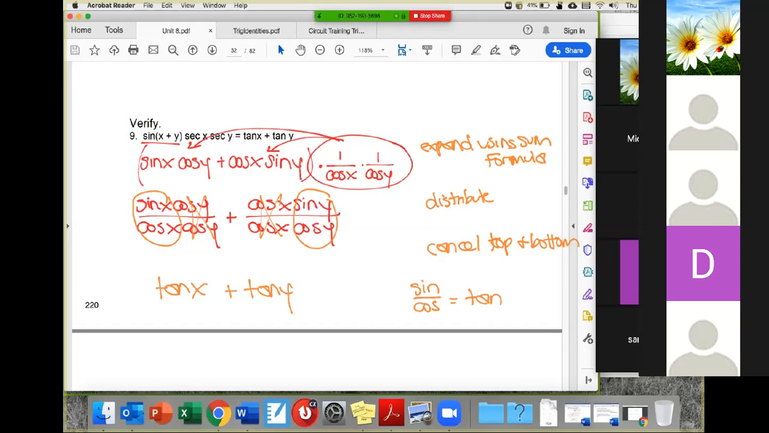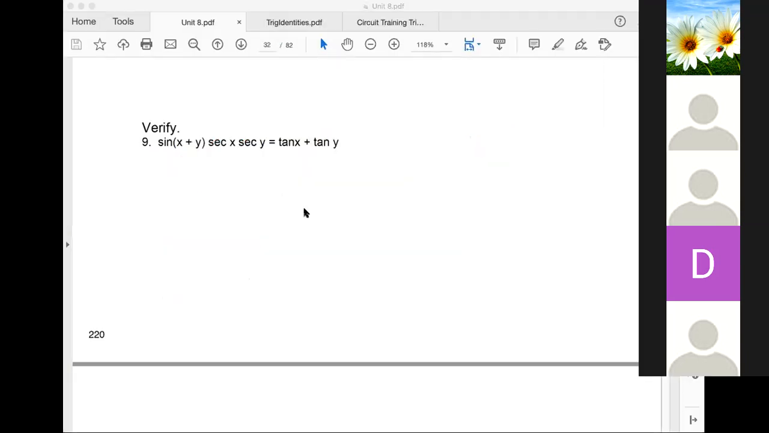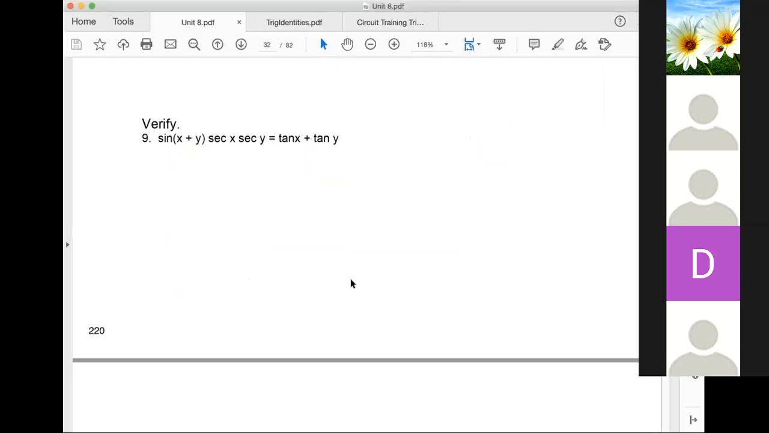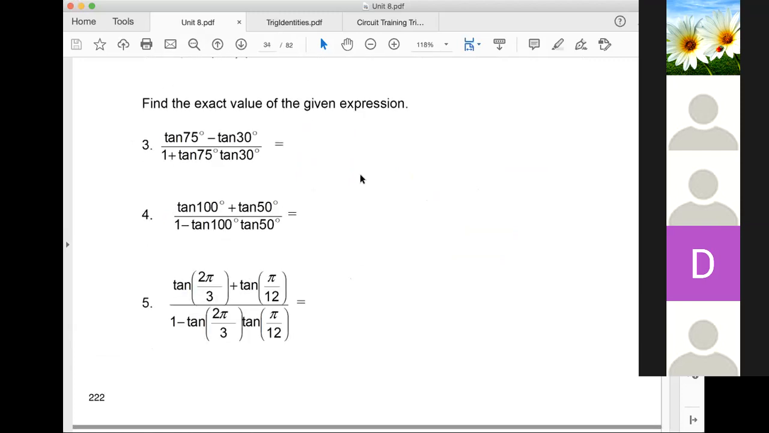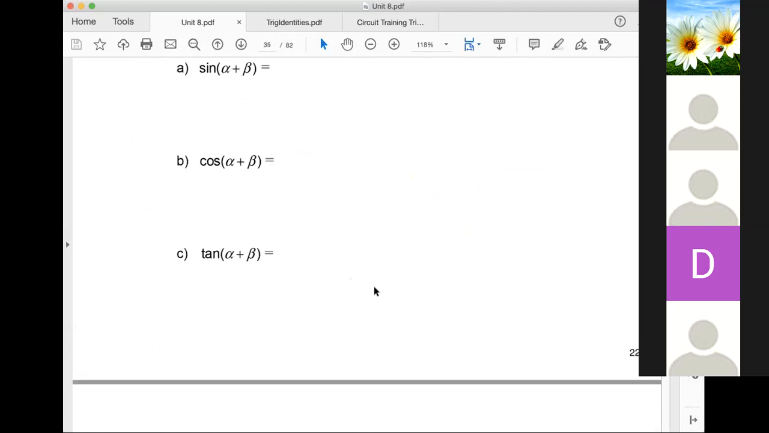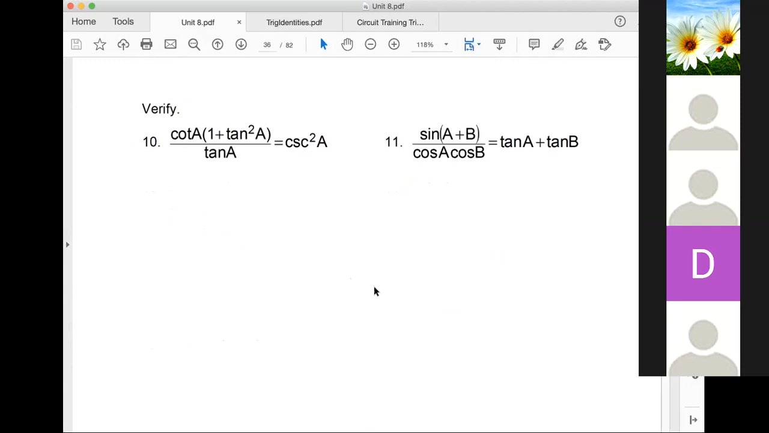On 224, for number 10, we didn't have to use a sum and difference identity, did we? Nope. That was thrown in there to remind you that these are all going to be kind of mixed. Okay. Trying to figure out where we had each one and all that stuff.